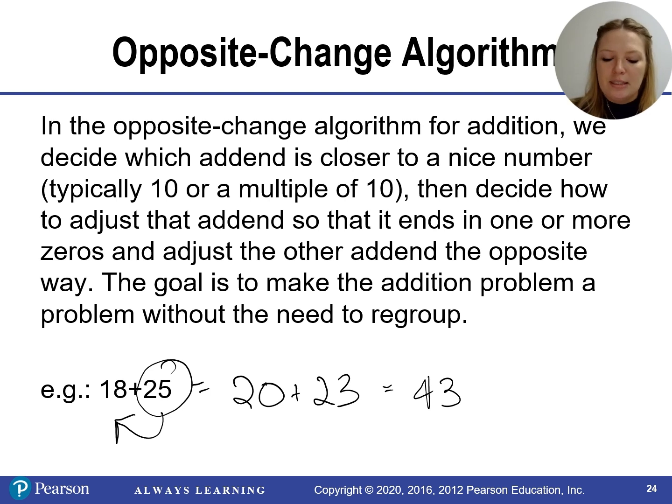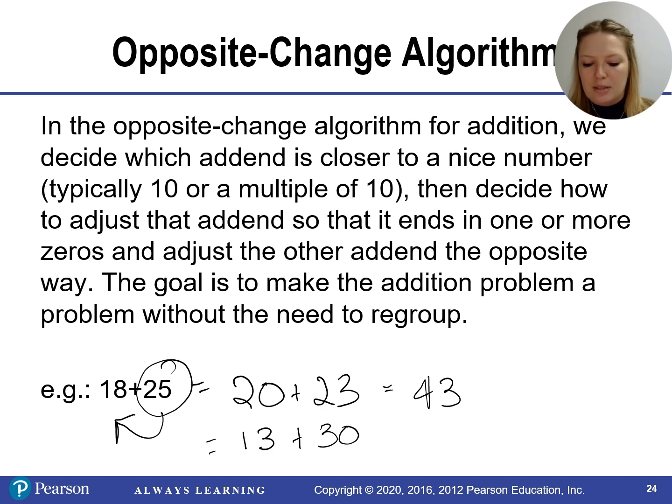You could similarly say, okay, well, I could make this into something plus 30. I'm going to need 5 ones to get from 25 to 30. So if I take 5 away from 18, I have 13. 13 plus 30 is still 43. This would work either way.